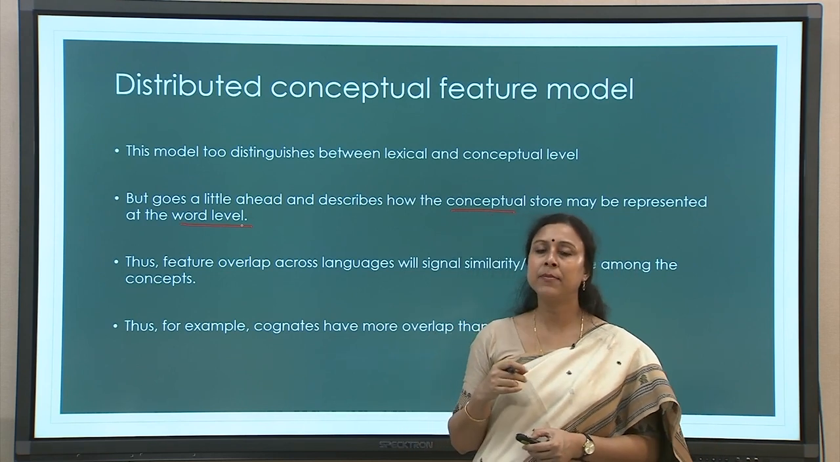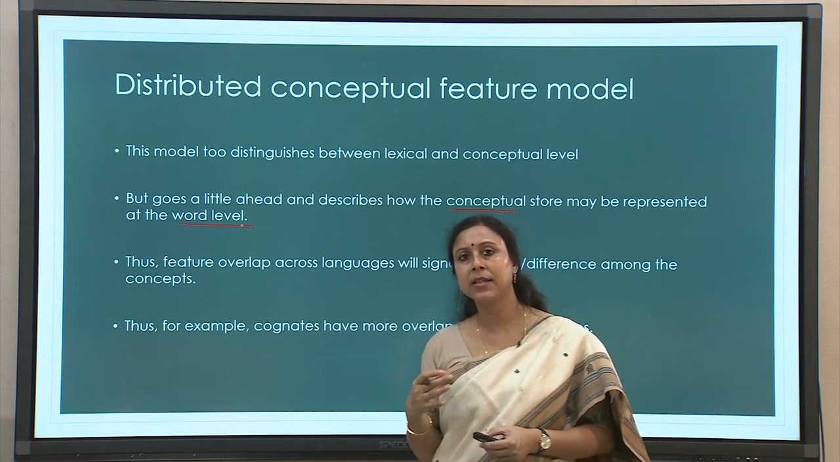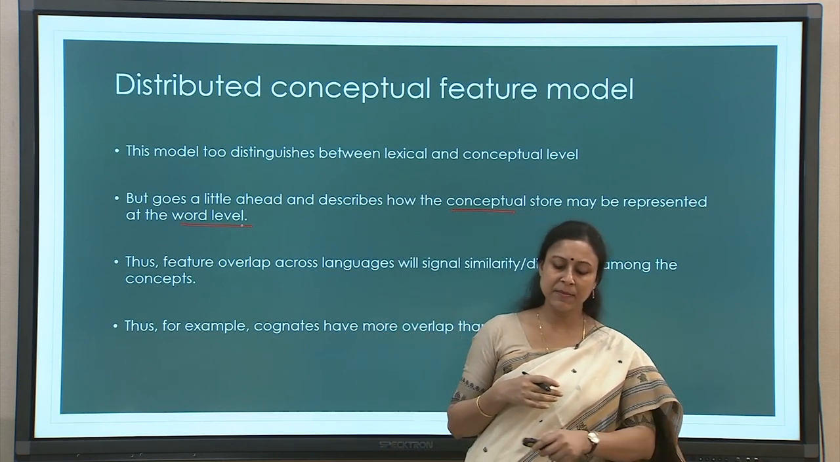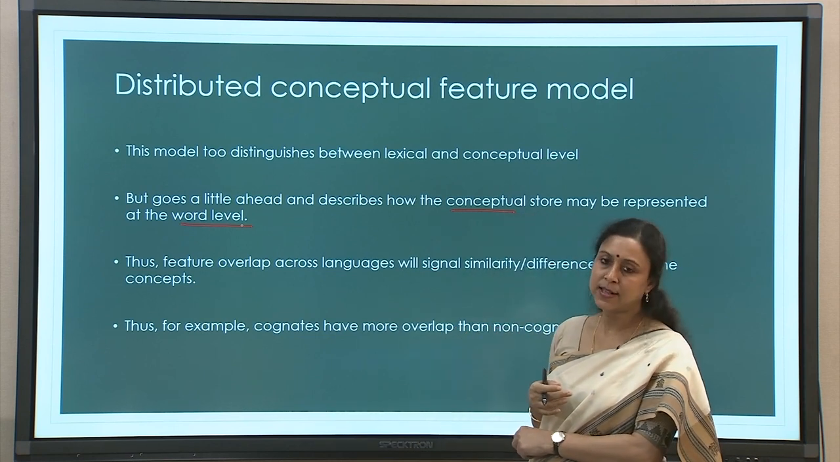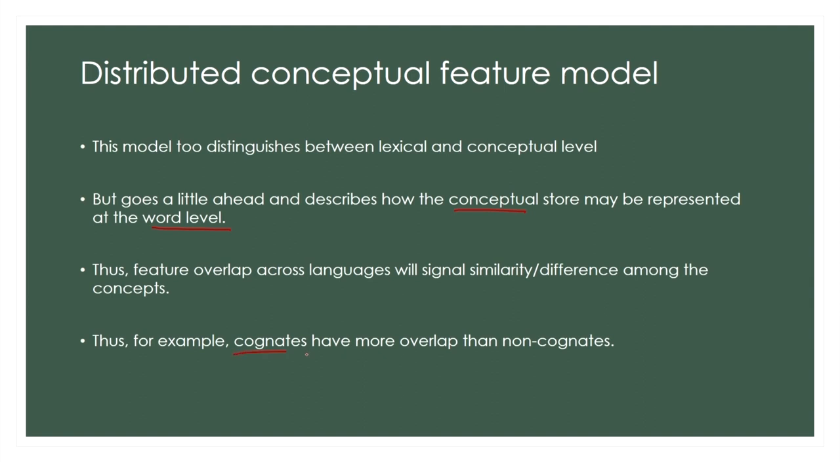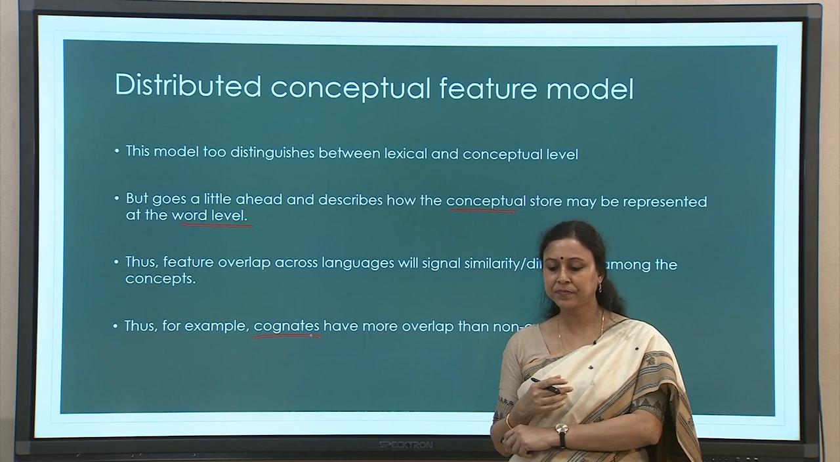between languages, that will mean similarity. And if there is a lack of overlap, then the similarity will disappear. So, basically, then the languages will be different. For example, one example that they give is that of cognates. Now, what are cognates? Cognates are those words that have a similar form and meaning across two languages. So, those are cognates.